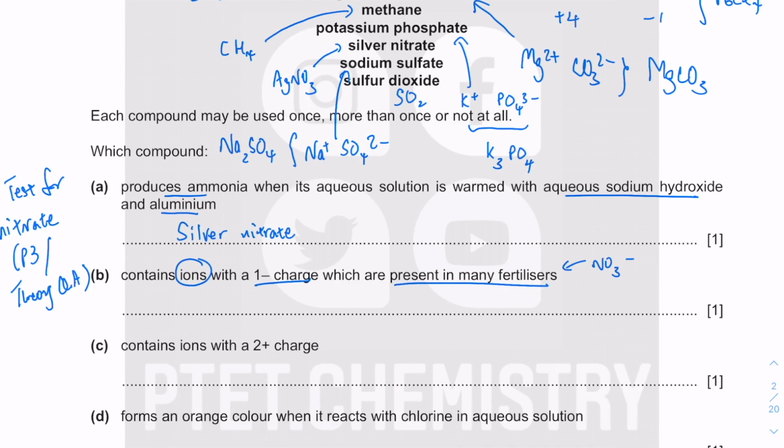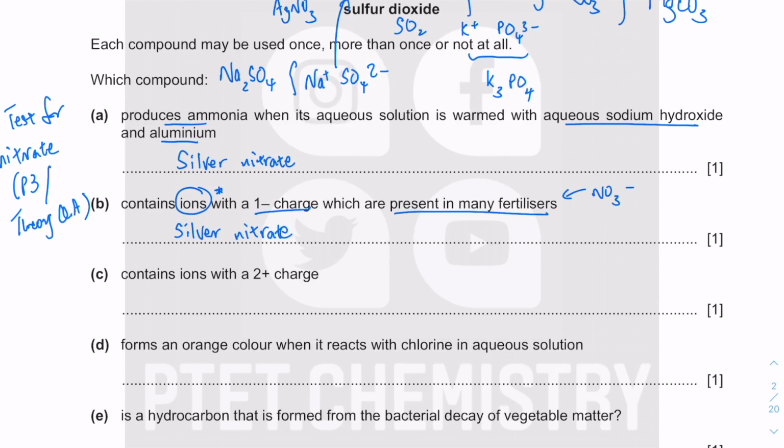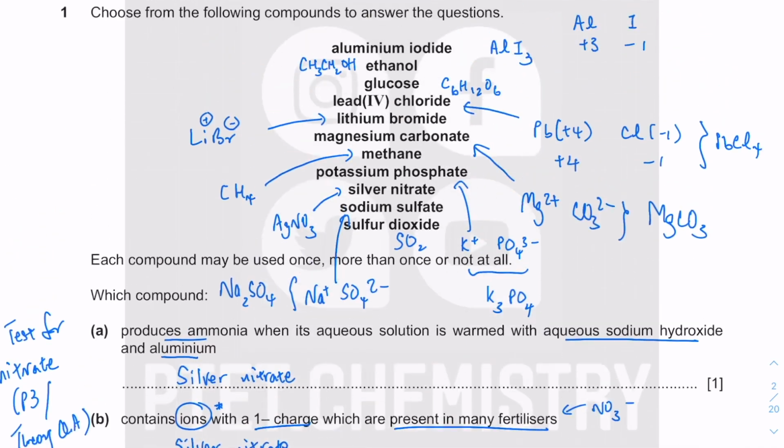So which compound contains these ions? We know silver nitrate contains silver 1 ions and NO3- ions. So again, we are using silver nitrate for the second time, and because they did say each compound may be used once, more than once, or not at all. Next, contains ions with a +2 charge. So this is looking at the cation, which is +2 charge.